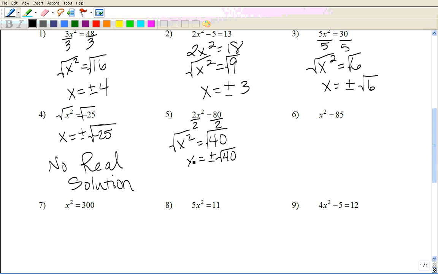So if we have the square root of 40 and we want to simplify it, remember that's the same thing as 4 times 10. And I'm choosing those numbers because 4 is the largest perfect square that is a factor of 40. And now that I have those two factors separated, I can separate out the square root of 4. And then the square root of 4 is 2, and the square root of 10 cannot be simplified anymore. So x equals positive or negative 2 square roots of 10.